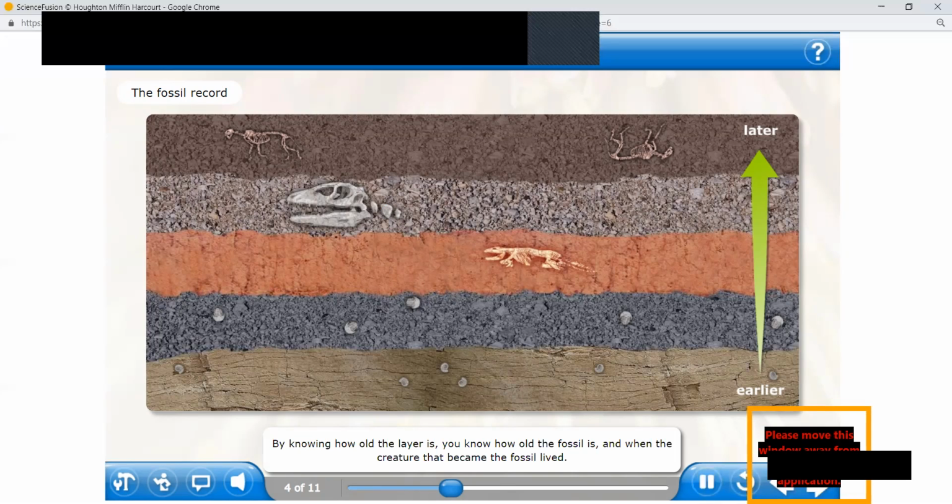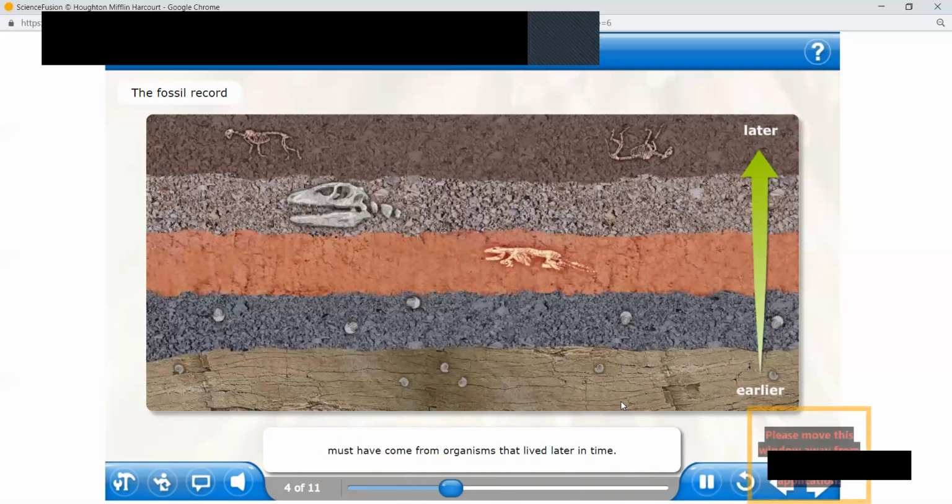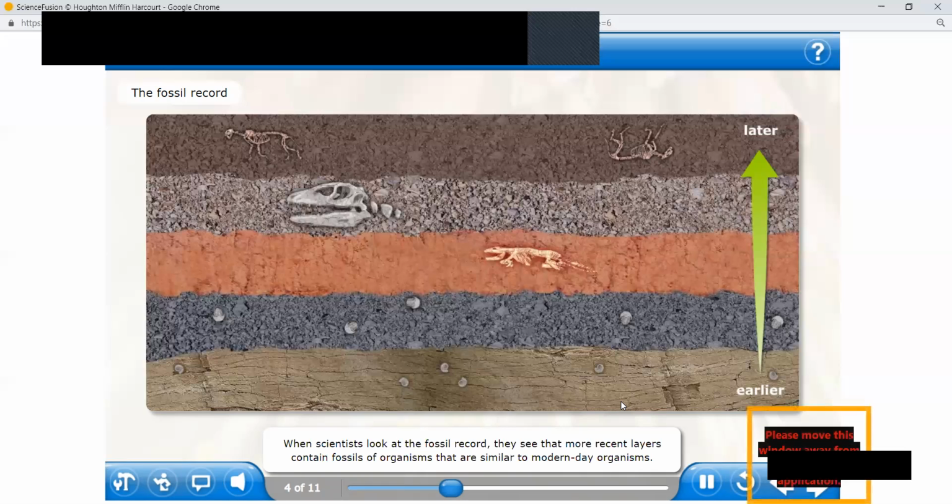The creature that became the fossil lived. Fossils found in the same layer of rock must come from organisms that lived around the same time. Fossils found below a given layer must come from organisms that lived at an earlier time, while fossils found above a layer must have come from organisms that lived later in time. When scientists look at the fossil record, they see that more recent layers contain fossils of organisms that are similar to modern-day organisms.